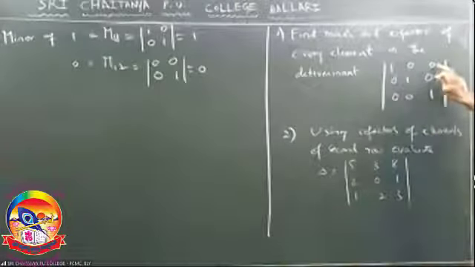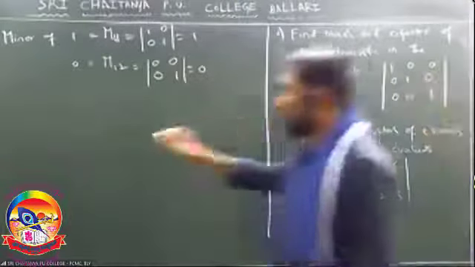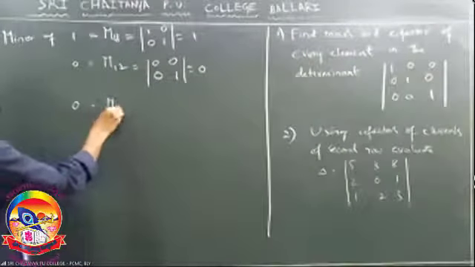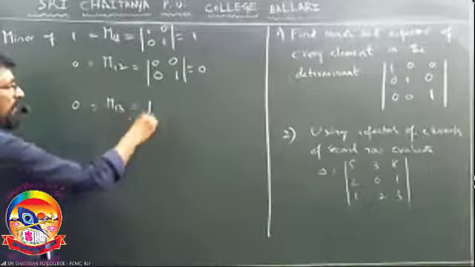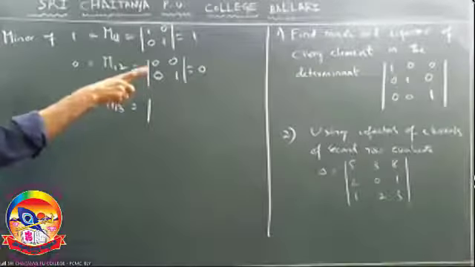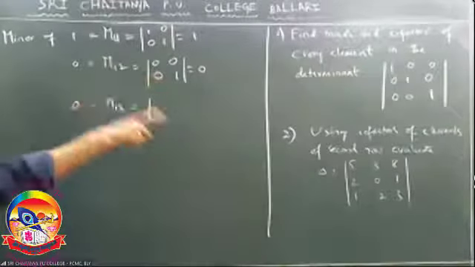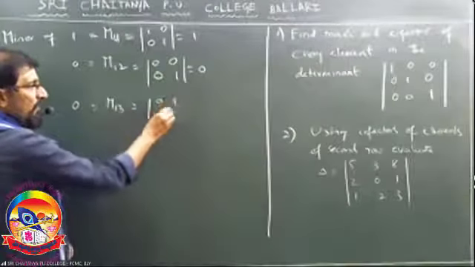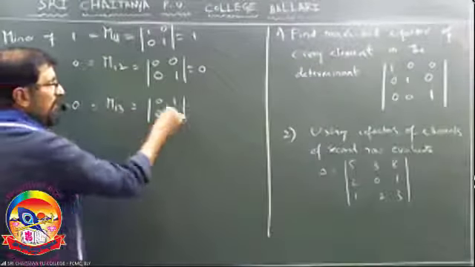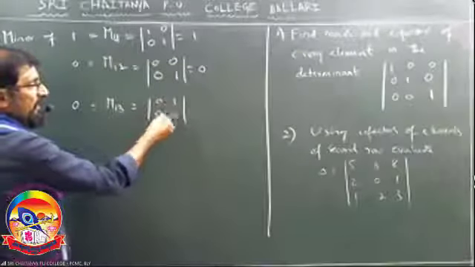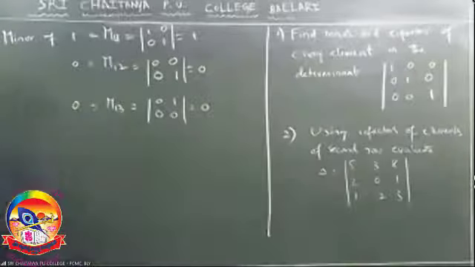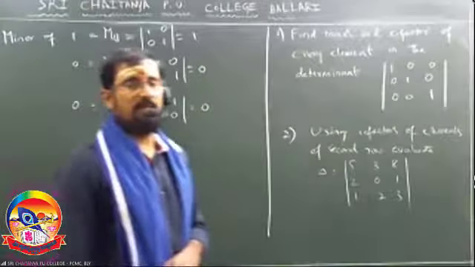Now, minor of this element 0, that means first row, third column, M13 is equal to the determinant of, excluding the first row and last column, 0, 1, 0, 0. The determinant of this one, AD minus BC, is equal to 0. Up to here, the first row has been completed.